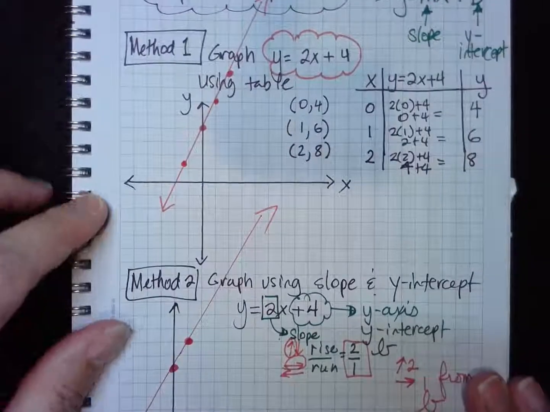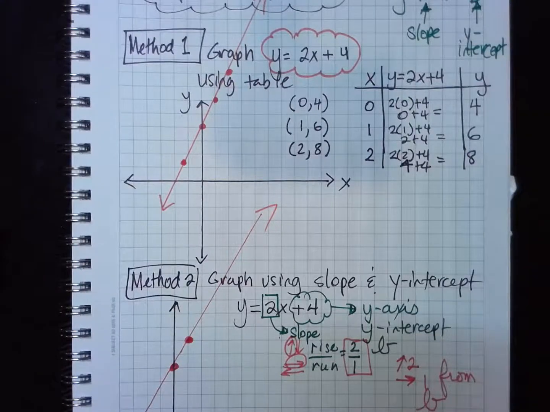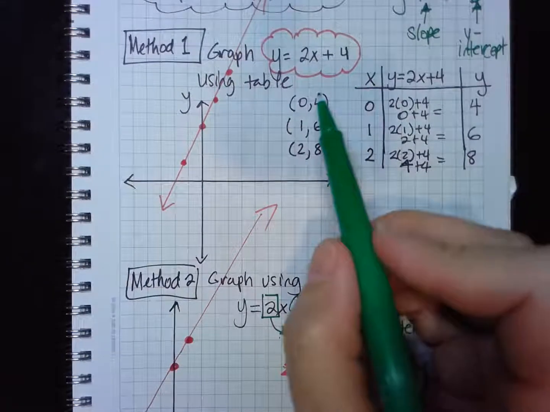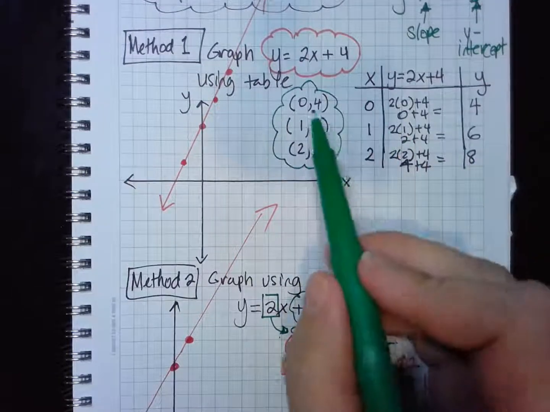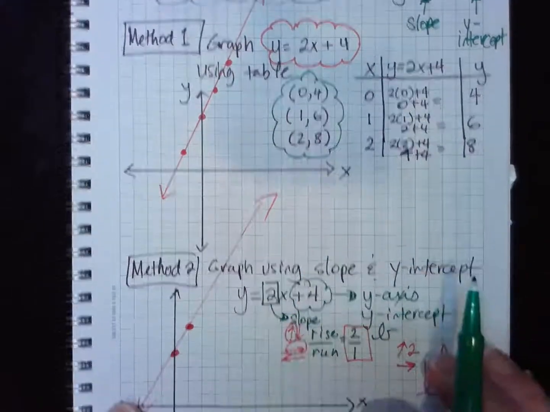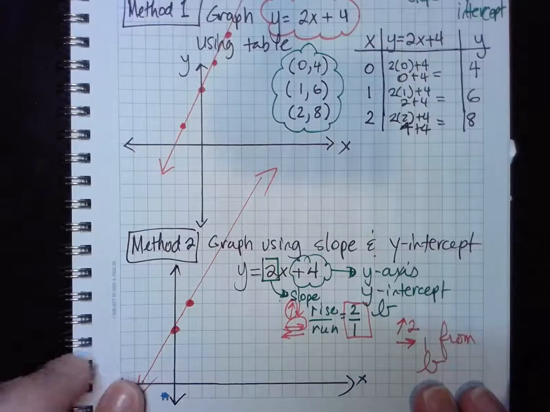So I'll draw this line, and we are going to compare it to the line that I have up here. So let's compare these two lines. These are the points that I got from my table. So let's see if these points are on this line that I just drew using method 2.